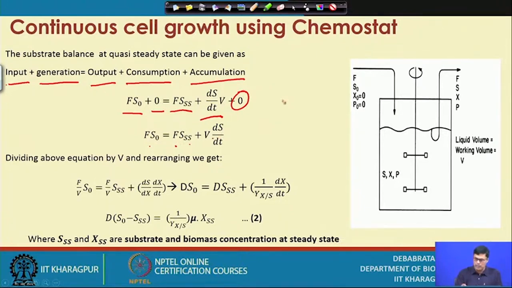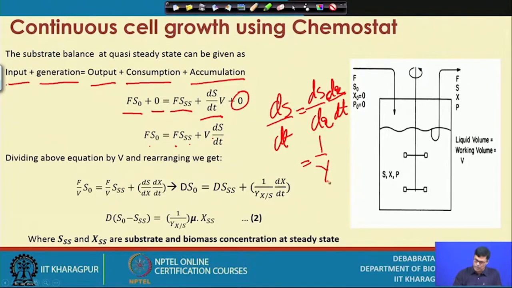Now dS by dt, what we can write, dS by dt we can write as dS by dX into dX by dt, am I right? We can write like this. Now dX by dS we can write as 1 by Y into dX by dt. This is what is written here, and then this is what has come.